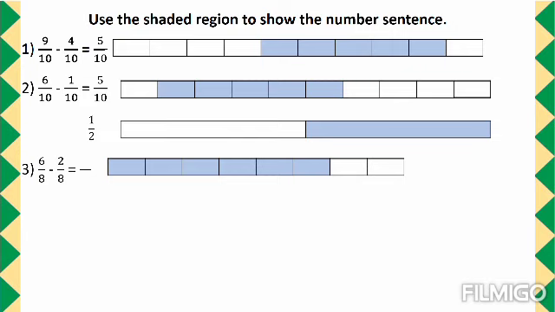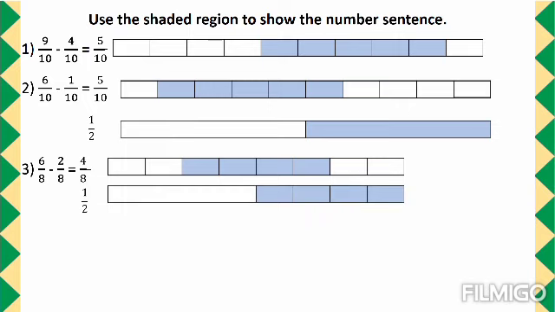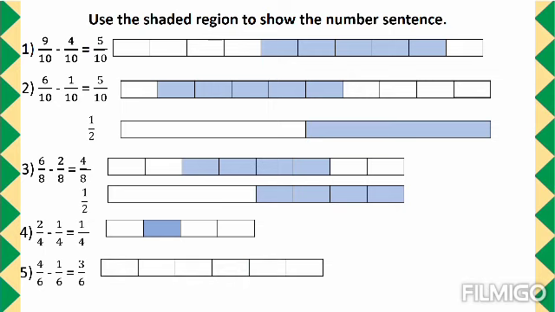So number 3, this is 1. So the answer is 4/8. And reduced to lowest term, the answer is 1/2. Just look at the diagram or blocks. So number 4 answer is 1/4. And number 5, the last problem, the answer is 3/6. And reduced to lowest term, since 3/6, the answer is 1/2. And that is the block of the 1/2.